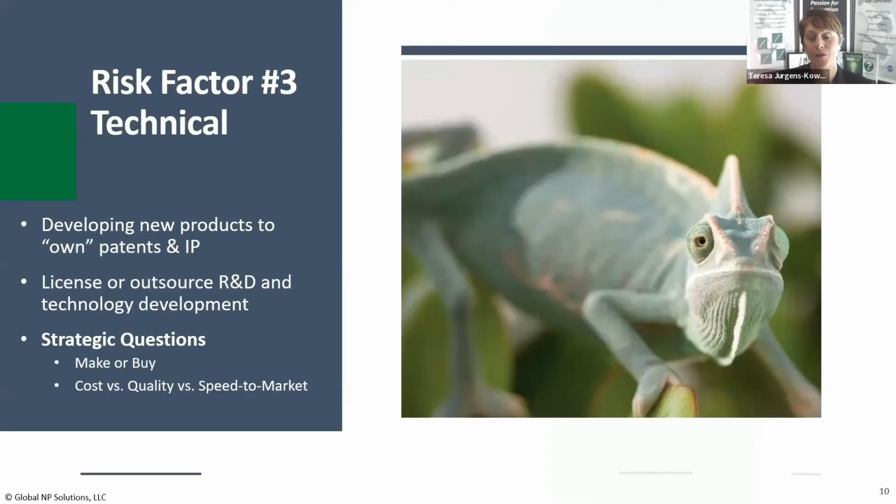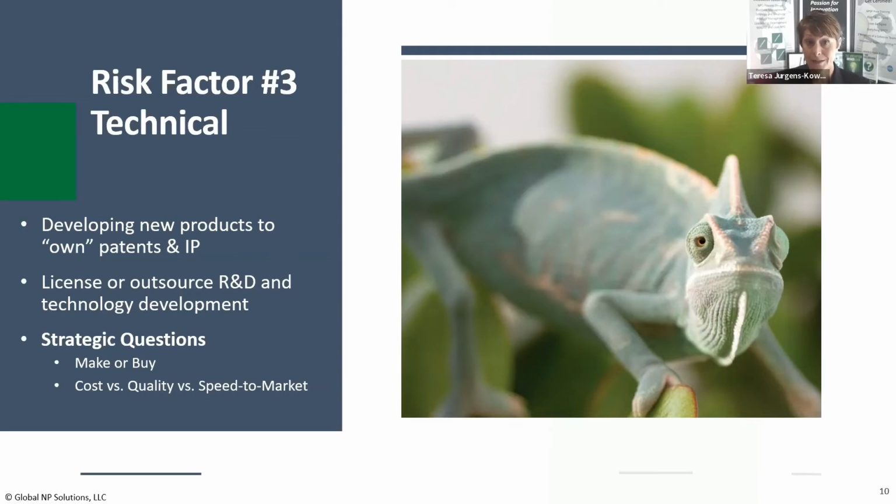Okay, risk factor number 3. Again, this ties back to the financial position as well. Are you developing products to not only serve your customer, but also to own the intellectual property? A lot of companies have very sophisticated R&D groups, and creating patents and the ability to license and then make money off of the license is a side benefit and a side profit stream to actually developing products in-house. So that is an important technical question from a strategic standpoint.